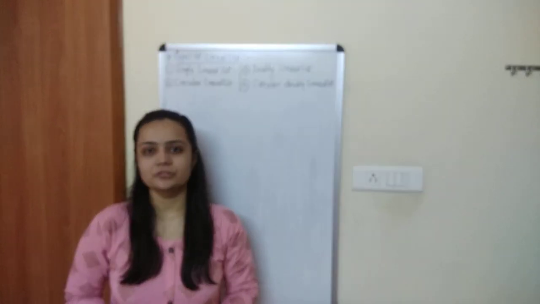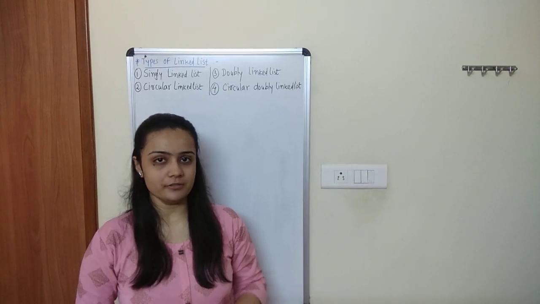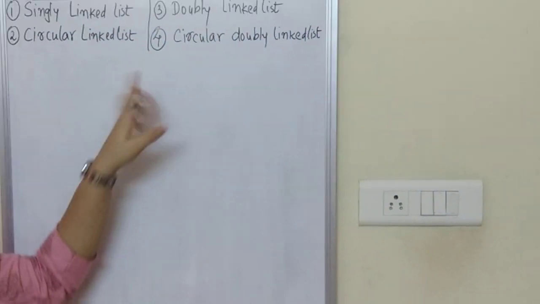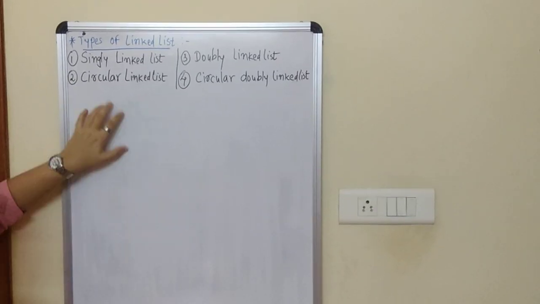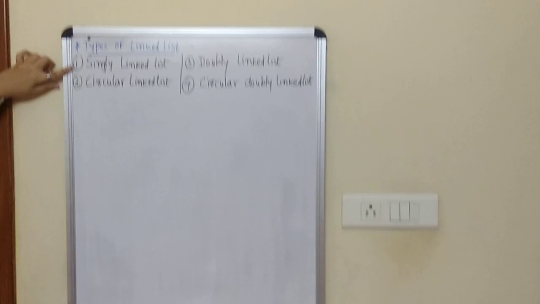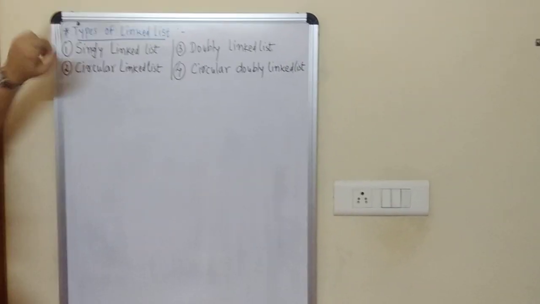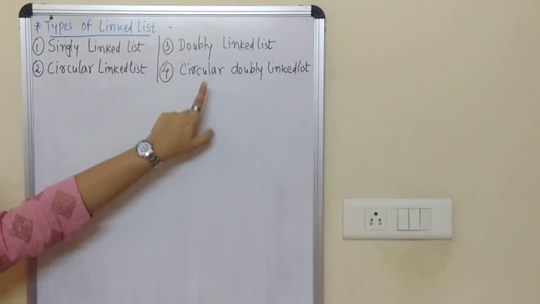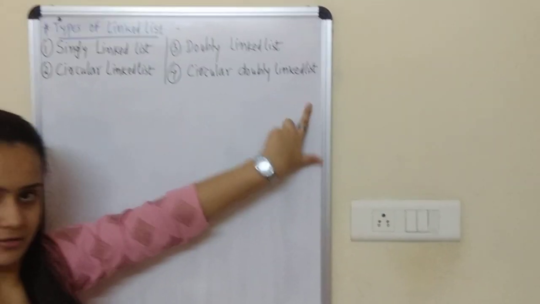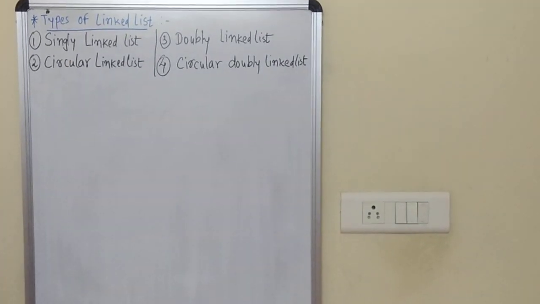We have started a new data structure that is linked list. In today's lecture, we will be covering types of linked list. Okay? So there are mainly total 4 types of linked list. The very first is singly linked list, second is circular linked list, third is doubly linked list, and the fourth is circular doubly linked list. Okay, so starting with the first, that is singly linked list.